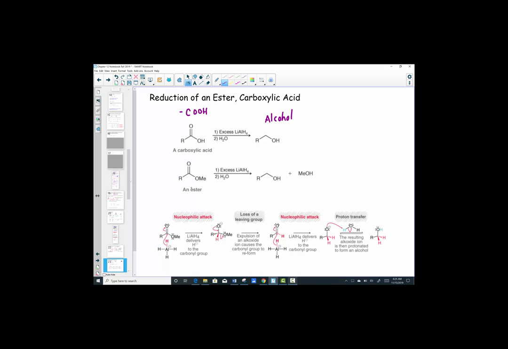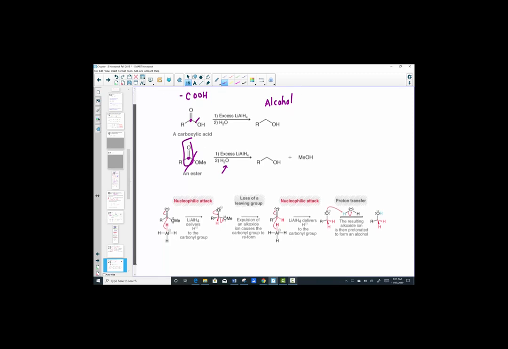Here we have an ester. Again, here's our carbonyl carbon, just as above. Same reagent. And this time what we see is that the actual alcohol that's produced is coming from here and actually cleaves this bond away. So let's take a look at this particular reaction mechanism.